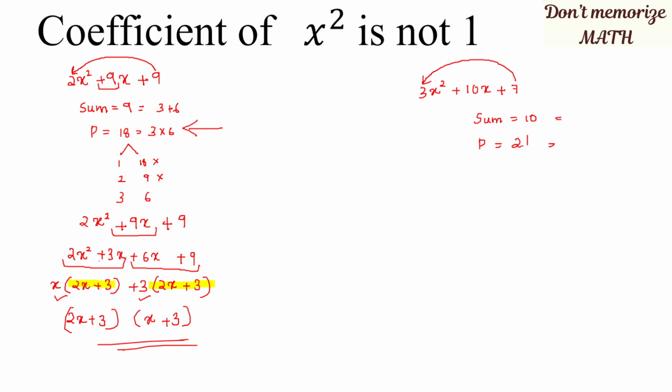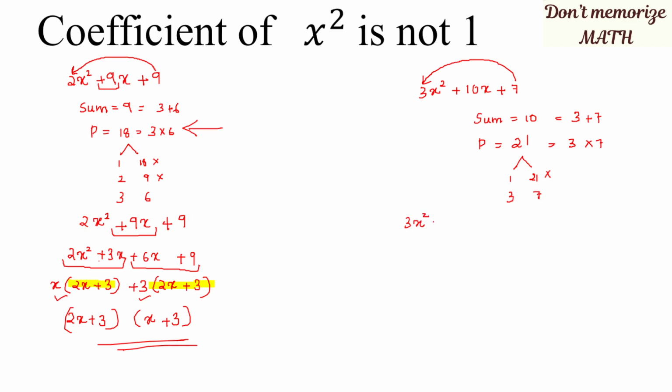Now we need to find two numbers. Sum is 10 and product is 21. So how can we split 21? You can take 1 times 21, but the sum will not be 10. Then 2 is not possible. 3 times 7, okay, 3 plus 7 is 10. So yeah, sum is 10, and 3 times 7 is 21.